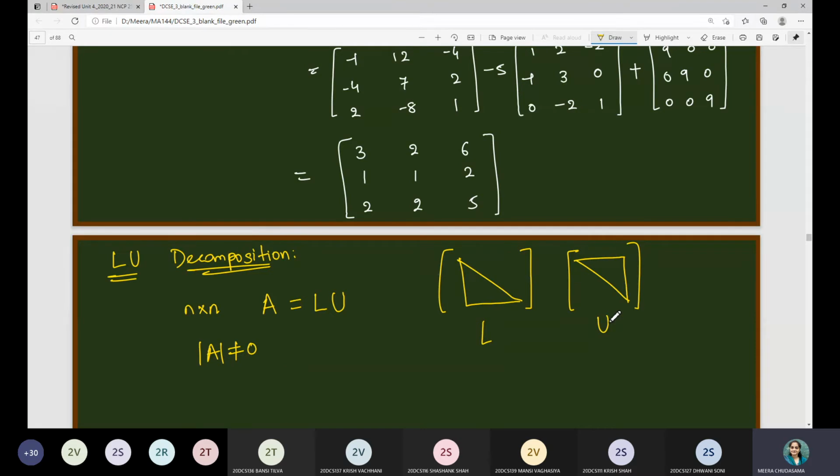So if you have any square non-singular matrix, then you can always convert it into a product of a lower triangular matrix and an upper triangular matrix. Why? Because you must have seen from the properties that it is very easy to deal with a triangular matrix instead of a random matrix with haphazard entries, because in that case you can directly say the determinant, which is the product of the diagonal entries. You can directly say the eigenvalues, which are precisely the diagonal elements.